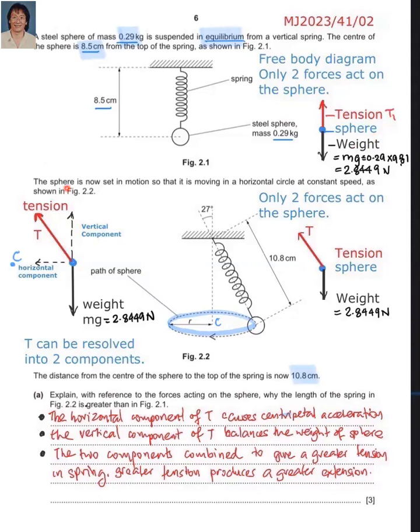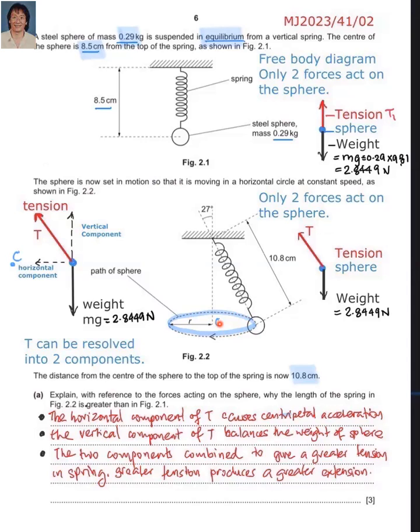The sphere is now set in motion so that it is moving in a horizontal circle at a constant speed as shown in figure 2.2. This is a horizontal circle, which means the sphere will move along this horizontal circle, and C is the center of this horizontal circle. To answer this question, we need to know how to resolve a force into two different components.